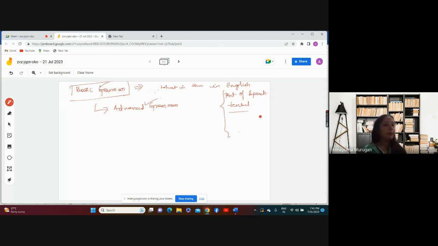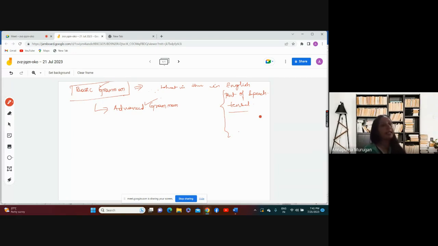So that means the content of the English language is studied under basic grammar skills. That is the reason we say that just knowing basic grammar is not enough to attain fluency in writing as well as in speaking.